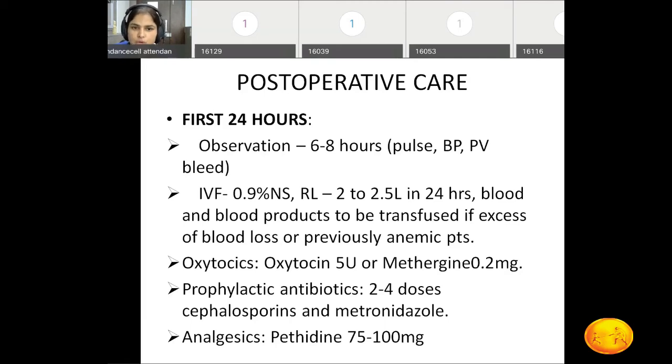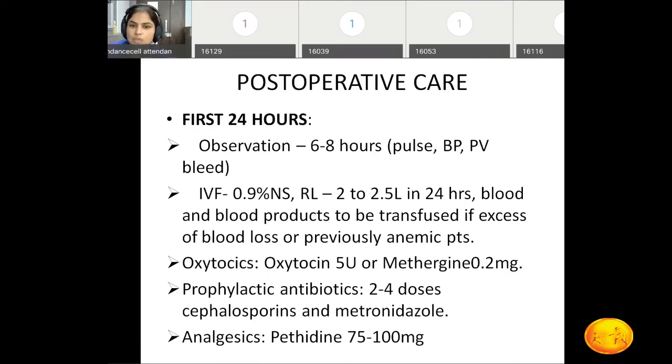And now post-op care for the patient. For the first 24 hours we have to observe; every 6 to 8 hours we have to take the pulse, BP, and look for any PV bleeding. Then IV fluids 2 to 2.5 liters in 24 hours. If there is any blood loss and need for blood transfusion, that should be assessed and given if the patient is anemic. Expected blood loss is 0.5 to 1 liter in cesarean section. If the patient was already anemic, then you will definitely have to assess and give a blood transfusion.